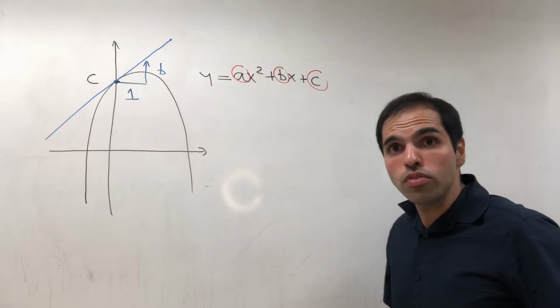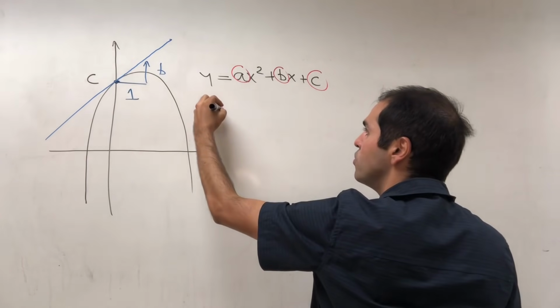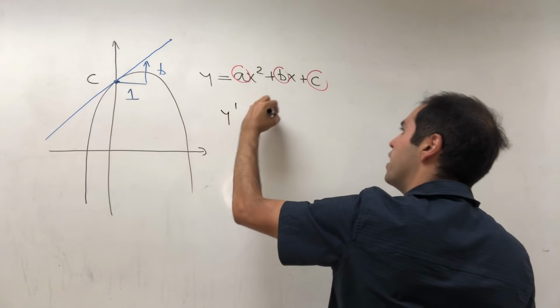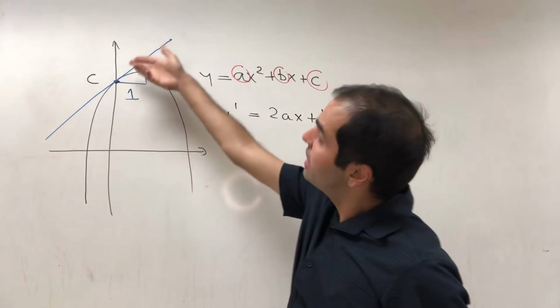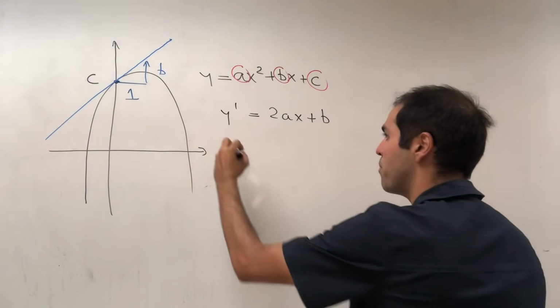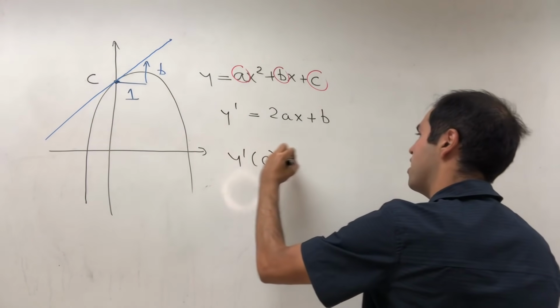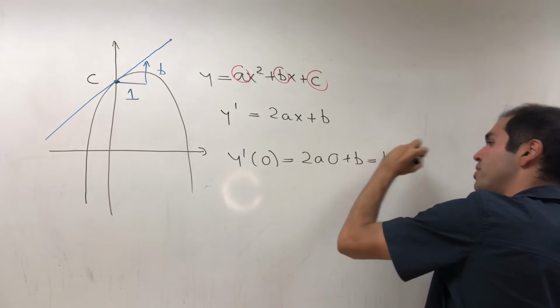And this is also not too hard to show. All you do, you first calculate the derivative. So y prime is 2ax plus b. And by definition, the slope of the tangent line is y prime of 0. And that's 2a times 0 plus b, which is precisely b.